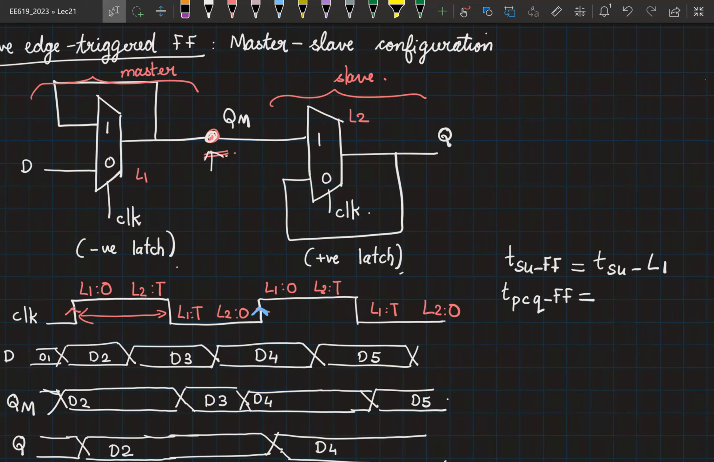Why do you say it should be the sum of both the latches? Is that statement correct? So the data has been set up at D much before the setup time of latch 1. So what should be the TPCQ of the flop? This should be equal to TPCQ of L2. Is this clear?